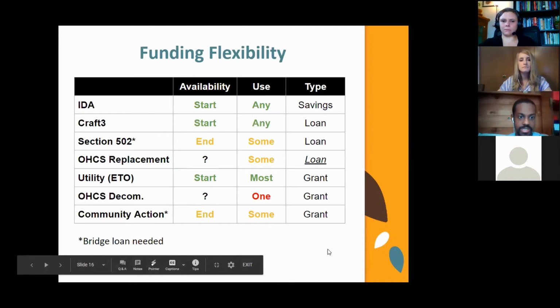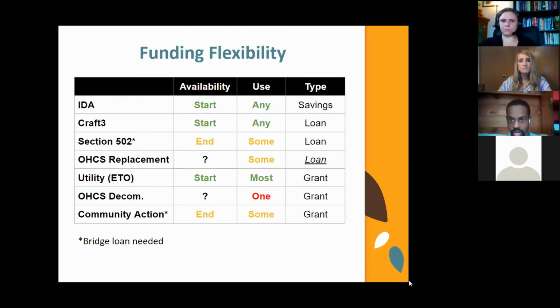Next slide, please. So this is a little bit into the weeds, and if I'm going too far, just say, hey, too much. Essentially we have a lot of different layers of funding. One is the IDA, which comes in at the beginning. That is, as you all know, an individual development account. Its use is very flexible. It can be used for anything, and that could be the first source of money that you use for any type of purchase.